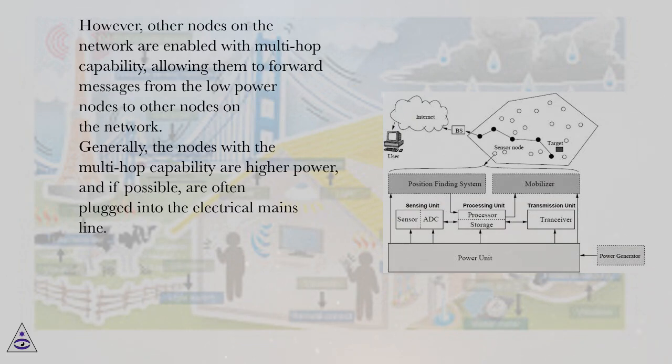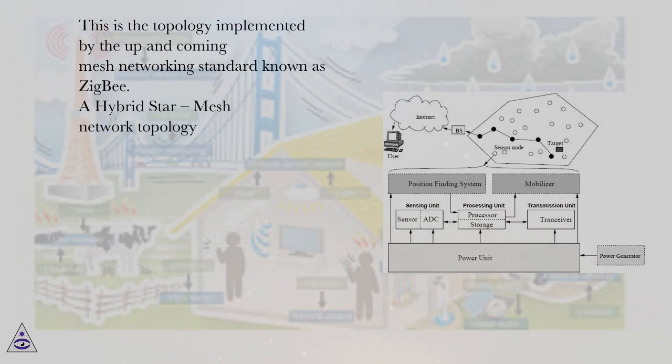However, other nodes on the network are enabled with multi-hop capability, allowing them to forward messages from the low-power nodes to other nodes on the network. Generally, the nodes with the multi-hop capability are higher power, and if possible, are often plugged into the electrical mains line. This is the topology implemented by the up-and-coming mesh networking standard known as Zigbee. A hybrid star, mesh network topology.